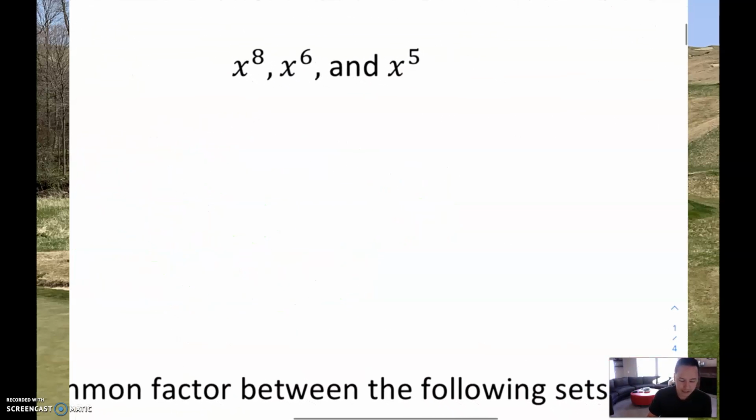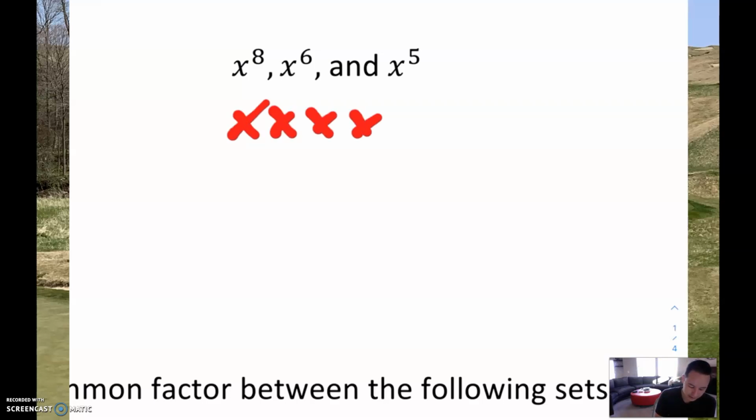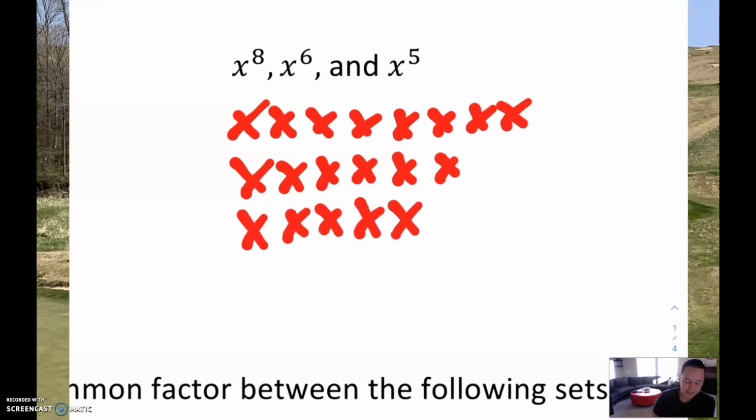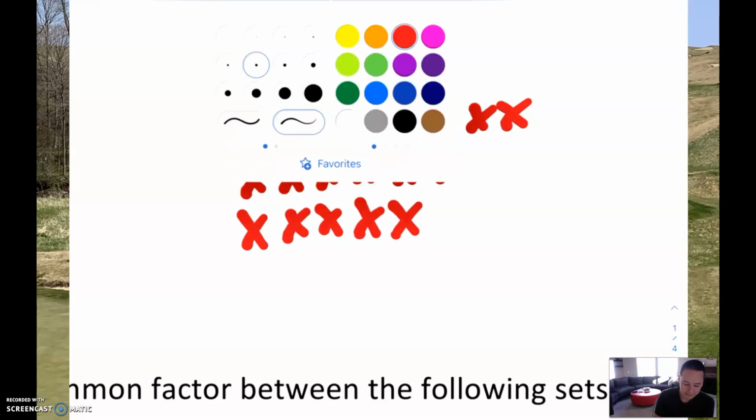Let's see what happens when we deal with some variables here. We have x to the 8th, x to the 6th, and x to the 5th. What is the greatest common factor among these? Well, let's remember that x to the 8th is just x being multiplied by itself 8 times. x to the 6th is just x being multiplied by itself 1, 2, 3, 4, 5, 6 times. And x to the 5th is x being multiplied by itself 5 times.